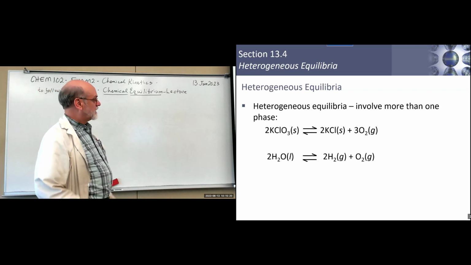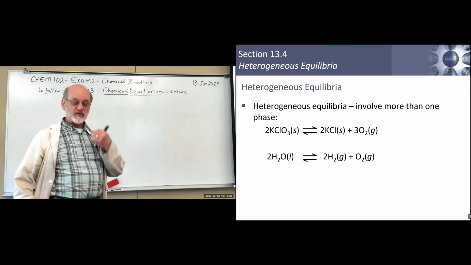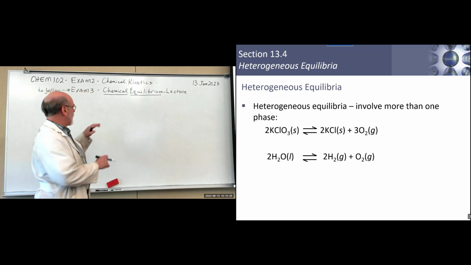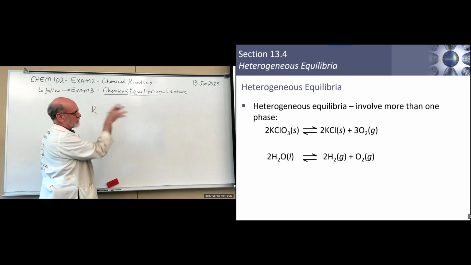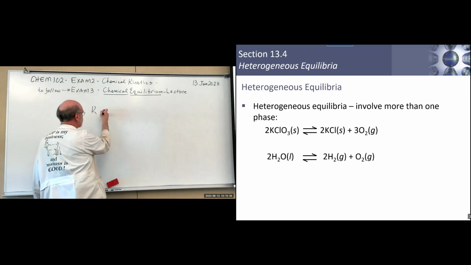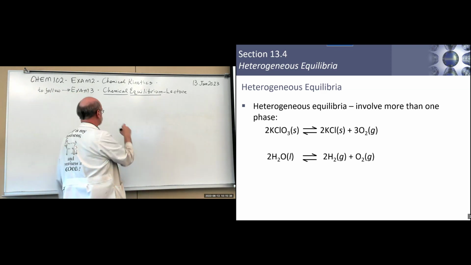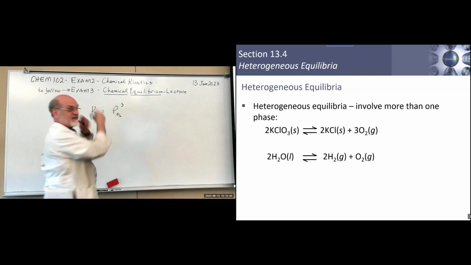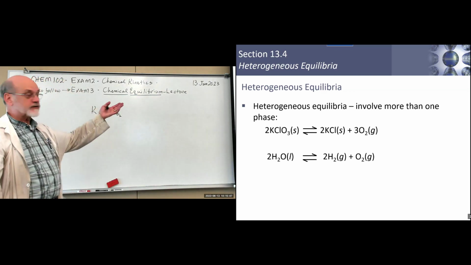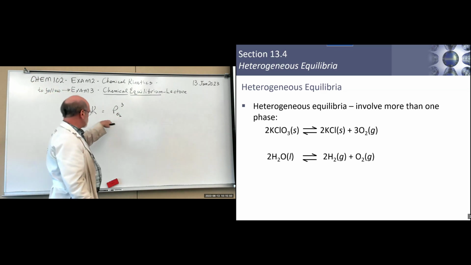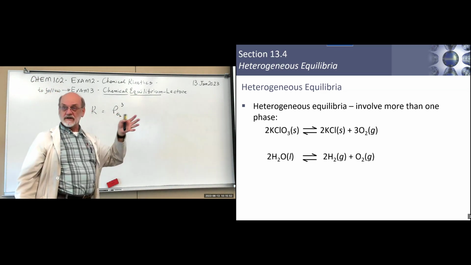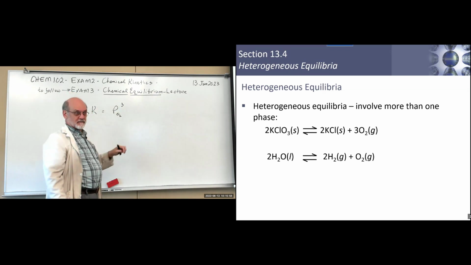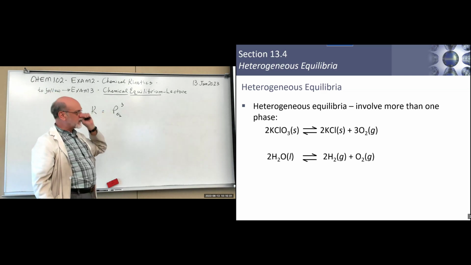A heterogeneous equilibrium involves two or more different phases. Now, if we write the K expression for the top one, K is going to be, let's say we use partial pressure of oxygen to the third power. That's it, right? Because the other two are solids. And you can't tell from this whether it's heterogeneous or homogeneous because you don't have access to the equation. But if you know the equation is that one, we can say it's heterogeneous.